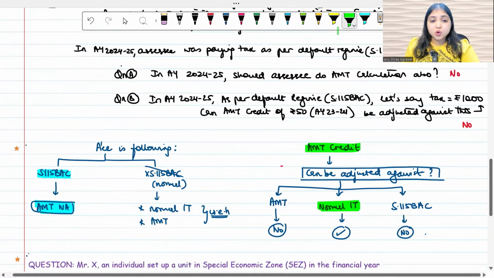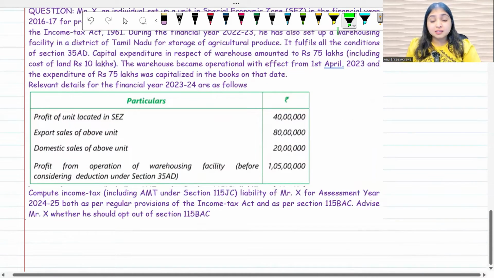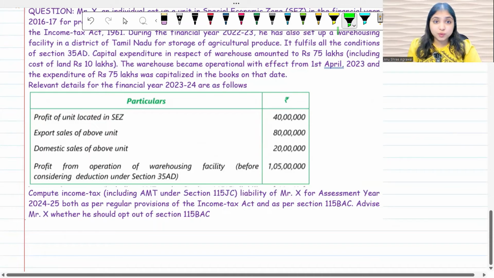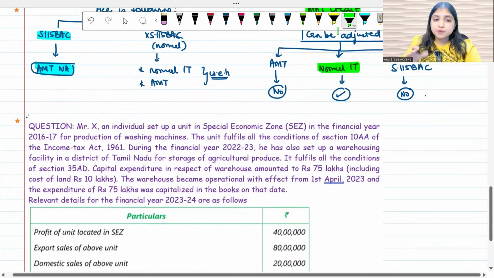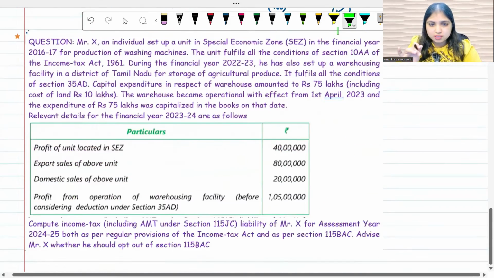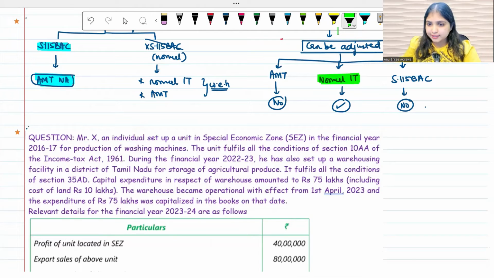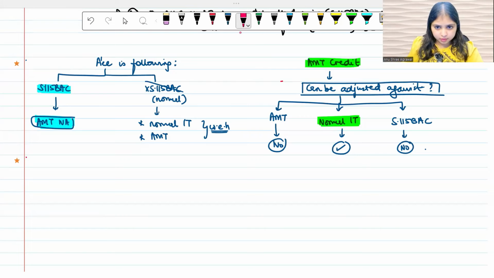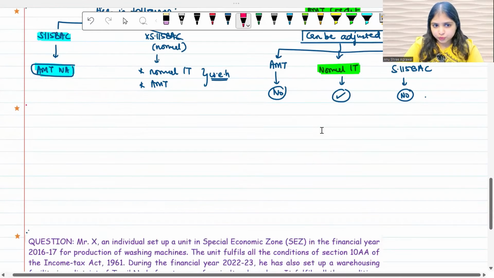Now, listen, we have a question. This is a very good question with respect to AMT. This is a question from your total income chapter in your institute study material. Before we do this question, I want to also discuss with you one more small point. Listen to me.